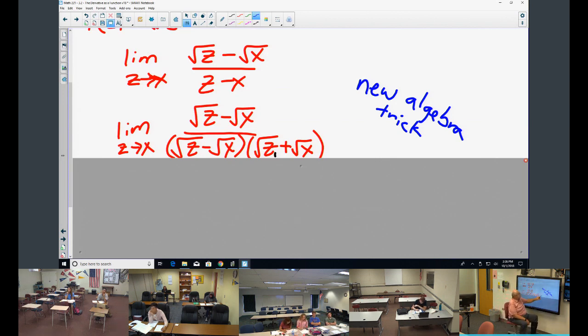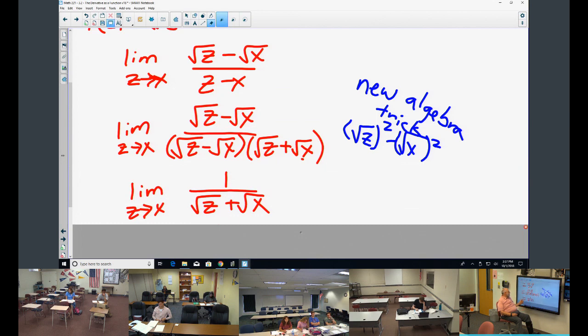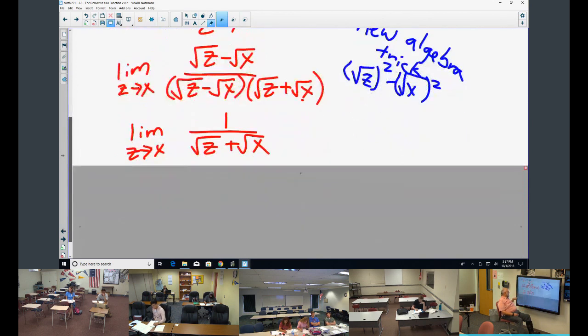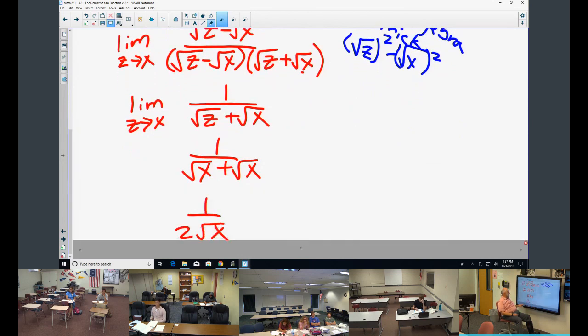But see, we're not used to doing that. We're not used to thinking of z as the square root of z squared, minus the square root of x squared. Well, let's put the squared on the outside just so it matches. See, we're not used to factoring a difference of squares like that, but that's actually the trick that they're doing here. Because z minus x factors to radical z minus radical x times radical z plus radical x. So that's a crazy trick. Well, then you can cancel radical z minus radical x, and you're left with 1 over radical z plus radical x. And so then as z approaches x, you can plug in x for z, and then you get 1 over 2 radical x.